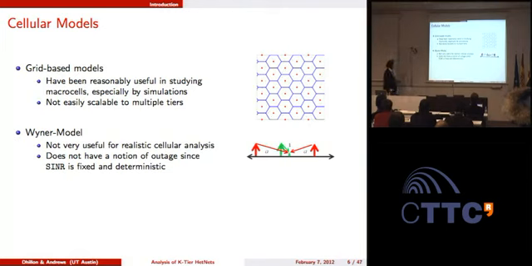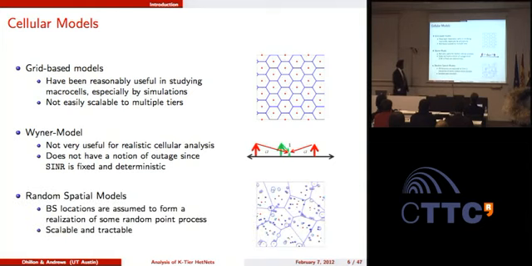So what this gives is that it does not have a notion of outage, since SINR is fixed and deterministic. It has been really successful in giving information theoretic insights, but in cellular this is not applicable. And then we have a third model. These studies have been around in mathematical fields for a long time, but for cellular this is really new.